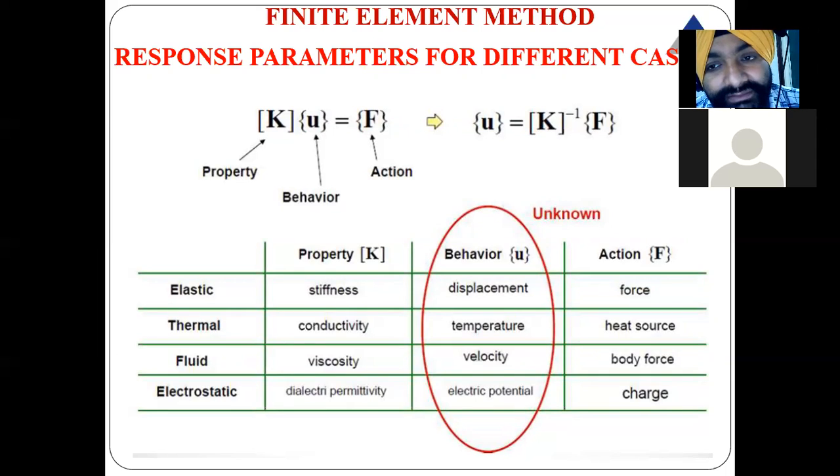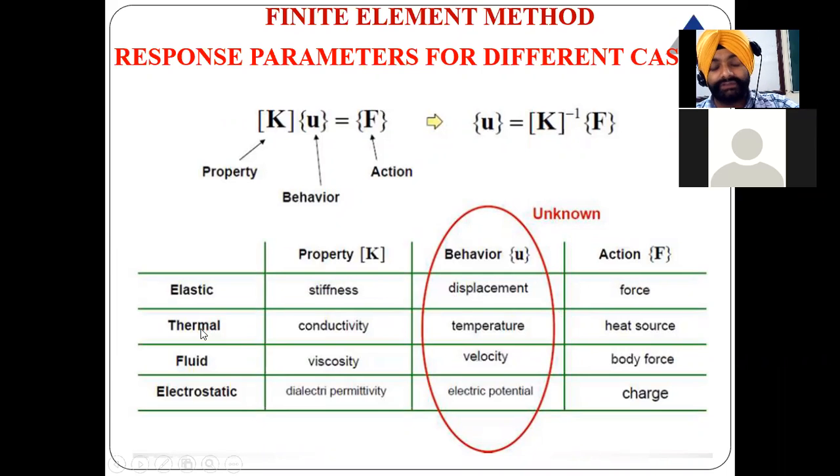The response parameters differ for different cases. You can have this K U F: K is the property, U is the behavior, and F is the action. For elastic problems, the property is stiffness, the behavior is displacement, meaning how much displacement is produced, and the action is force. When force is applied, displacement occurs according to the stiffness.